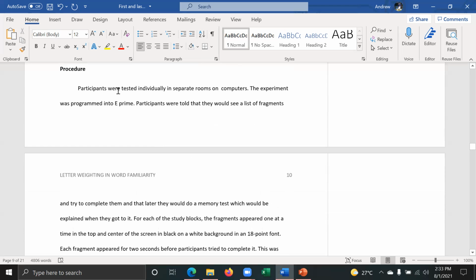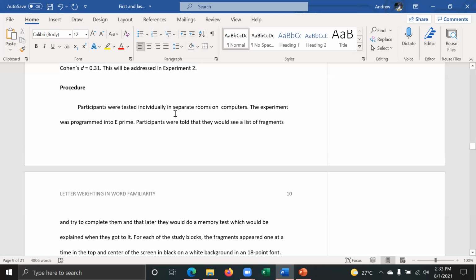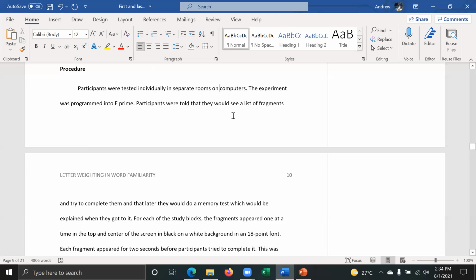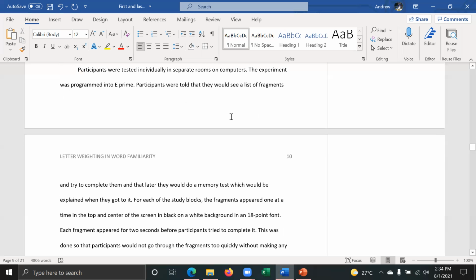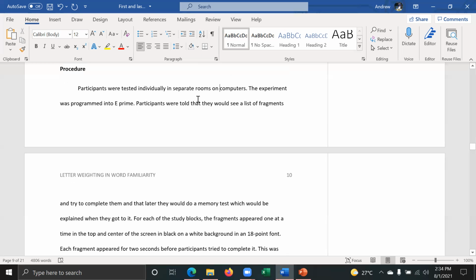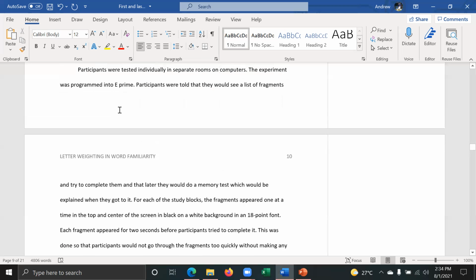So again, procedure, just think of it as a detailed walkthrough of the experiment. So participants were tested individually in separate rooms on computers. The experiment was programmed into ePrime. ePrime is just software we use to run our experiments, but that's what I mean, where you should report how they're responding and how the materials are displayed. So we display them using this program. Would you just use a survey online? If so, which one? Would you use paper? It doesn't matter, but you do want to specify that.